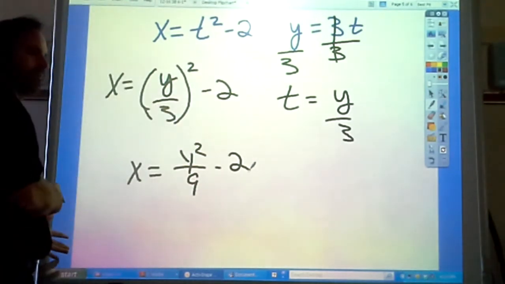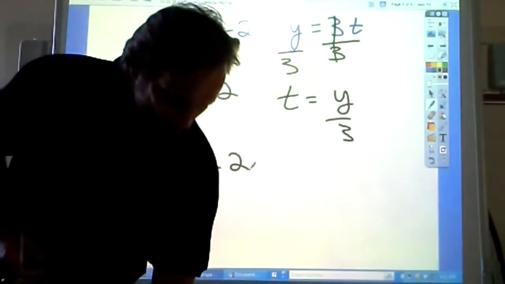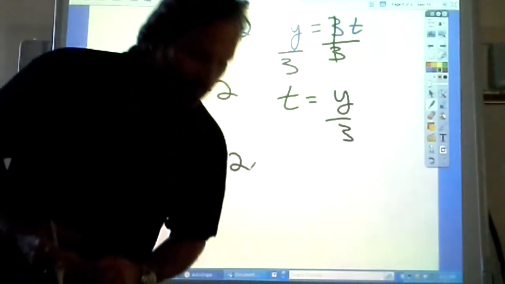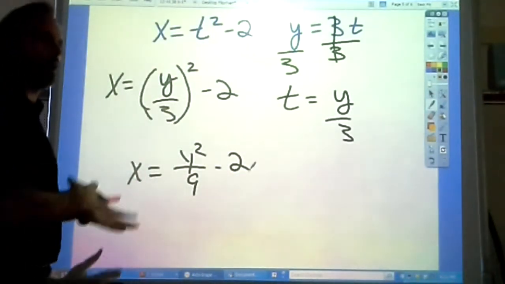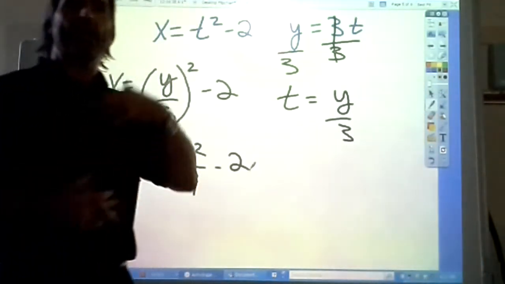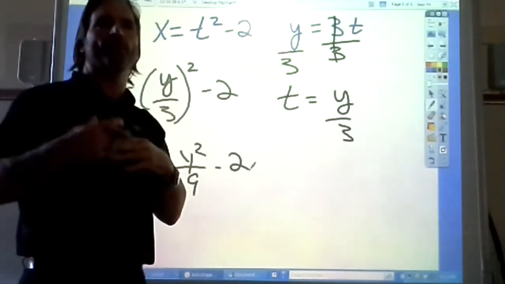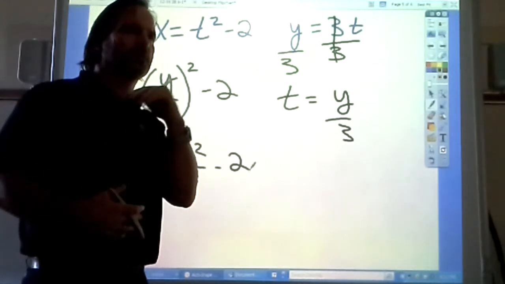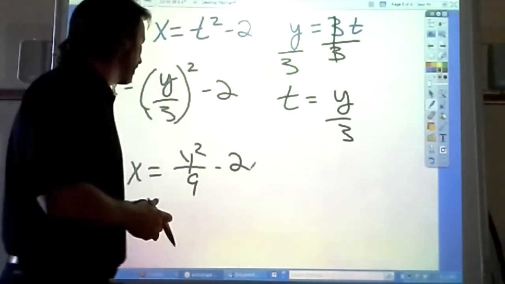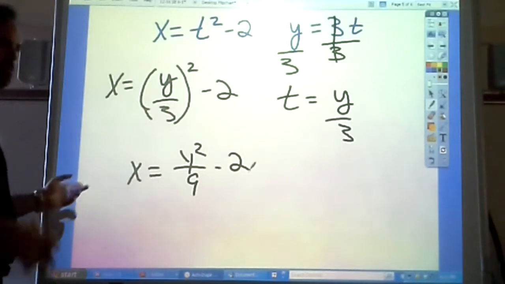If I want to get it in terms of, let me see what they asked for. If they ask to solve for x in terms of y, that means they want x equals. If they solve for y in terms of x, it's y equals. So anyway, this will be a parabola.